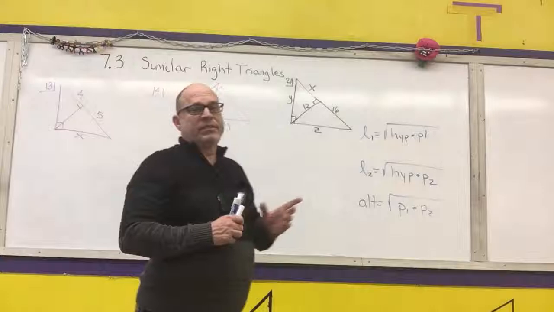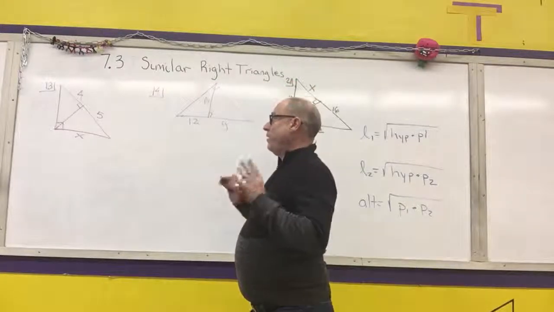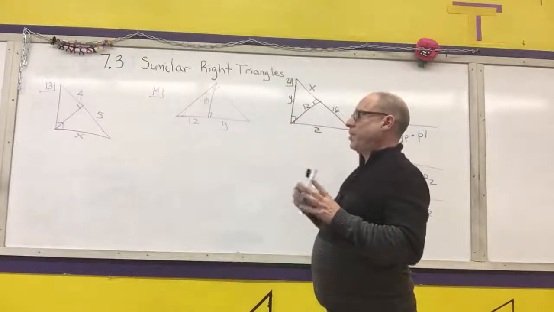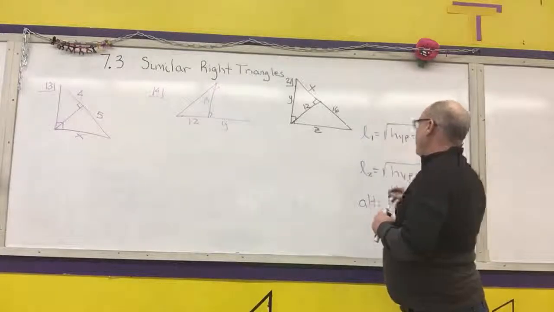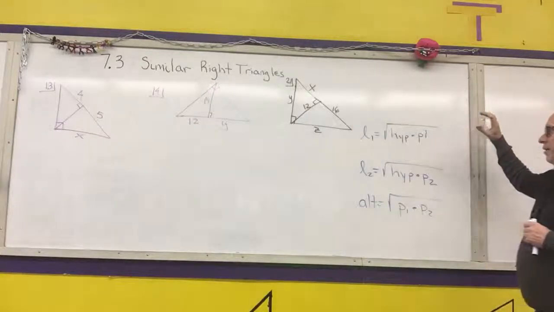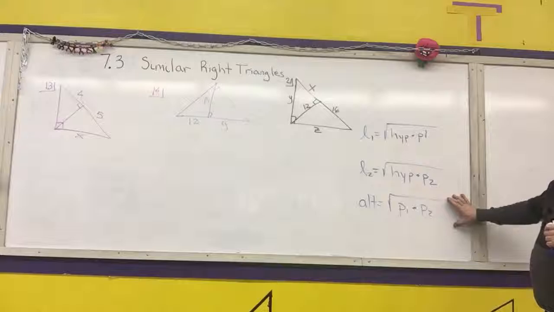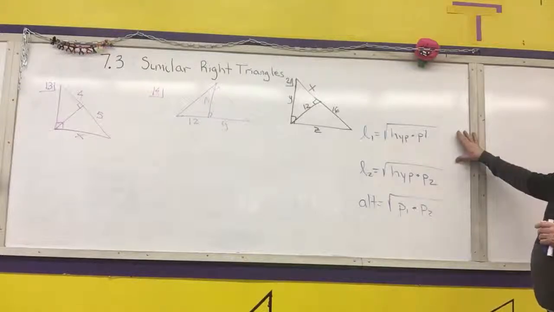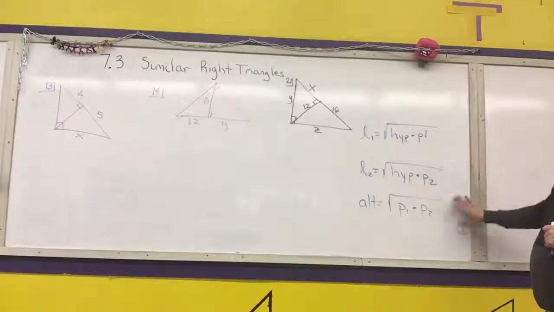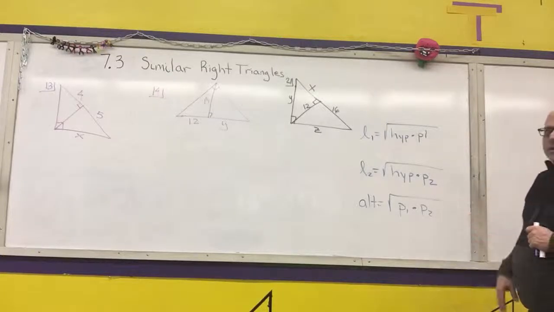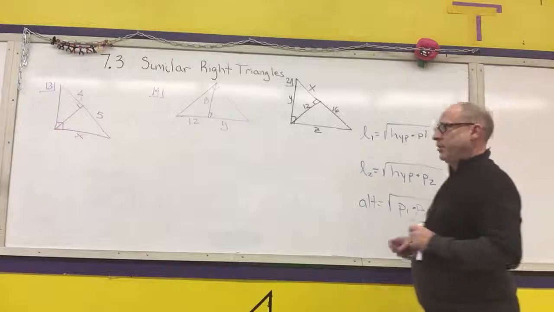So the biggest thing to look at when I'm dealing with the problems for the second part of 7.3 is, am I using the geometric mean altitude theorem, or am I using the leg theorem? If you're trying to find a leg or given a leg, you use the leg theorem. If you're trying to find the altitude or given the altitude, you're going to use the altitude theorem.